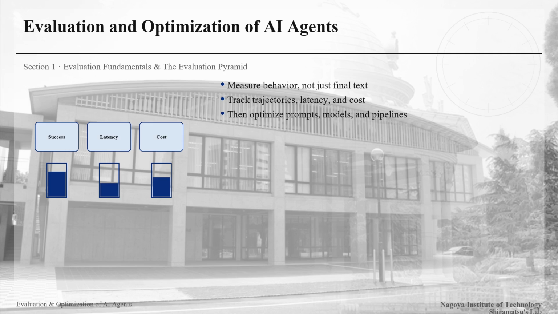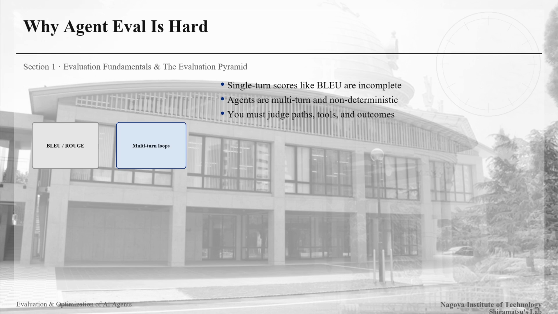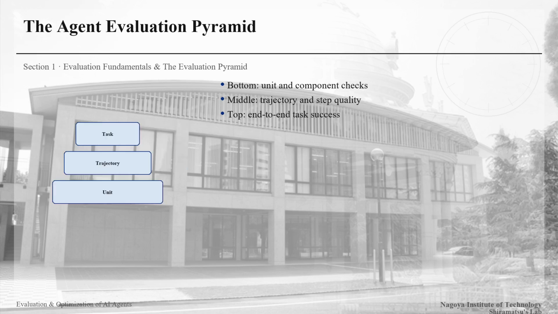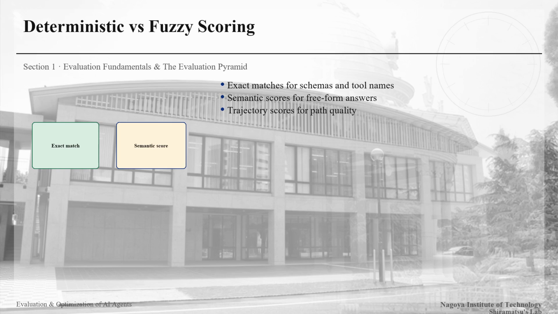Welcome. This course covers evaluation and optimization of AI agents, from metrics and judges to cost, caching, and CI pipelines. Agent evaluation is hard because multi-turn, non-deterministic loops need more than single-turn text scores. The evaluation pyramid rises from unit components to trajectories to end-to-end task success. Use exact matches where possible, and fuzzy semantic or trajectory scoring where answers vary.